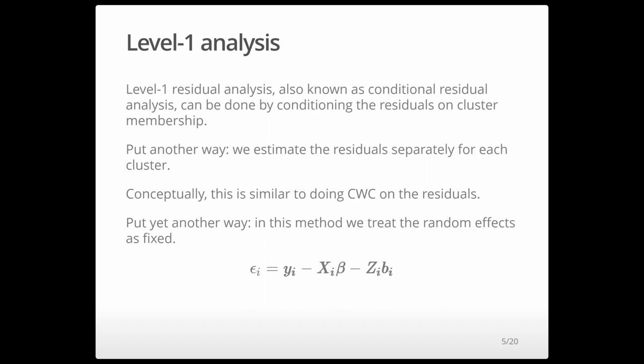So level 1 residual analysis, also known as conditional residual analysis, is done by conditioning the residuals on their cluster membership. To put this another way, we estimate the residuals separately for each cluster. This is similar to doing a centering within cluster on the residuals. Essentially what we're doing is we're treating the random effects as fixed. So we're saying that we know the cluster that each observation belongs to, and we're using that to predict the actual outcome.